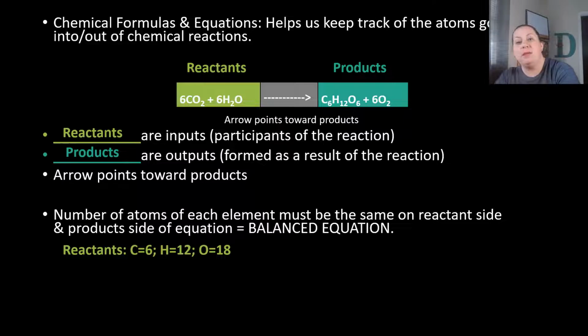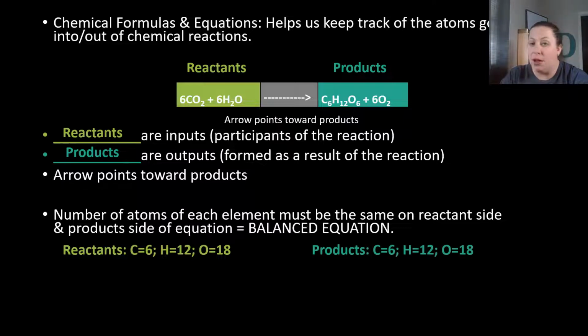So now let's look at the product side. On the product side, I still have 6 carbon. I also still have 12 hydrogen. And if you calculate it, you will also see that there are still 18 oxygen because you have 6. Then you have to add that to 6 times 2, which is 12. 6 plus 12 is 18. All right, so this is showing you these different sides of reactants versus products.